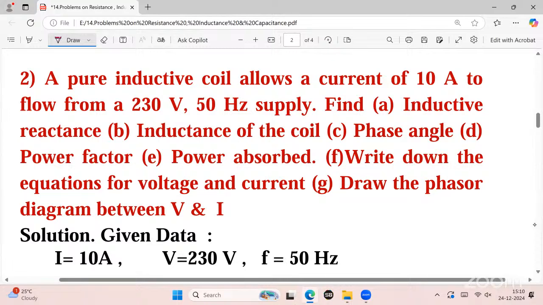About notes. Show me the notes. Have you written the problem?